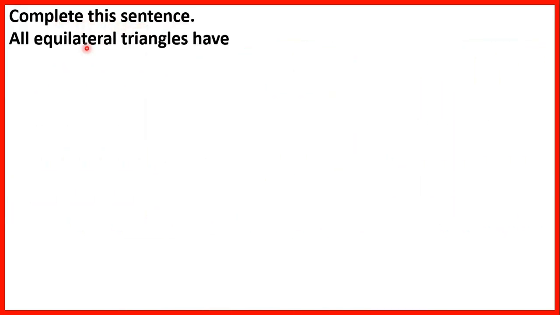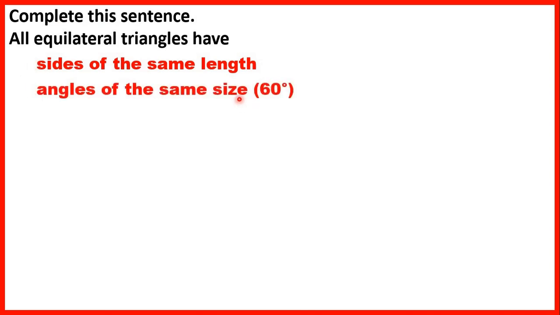Complete this sentence. All equilateral triangles have. We could write sides of the same length or angles of the same size, so that's angles of 60 degrees. Equilateral triangles have all 3 sides the same length. Remember, if two sides are the same length, it's isosceles, and if none of the sides are the same length, then that's a scalene triangle.